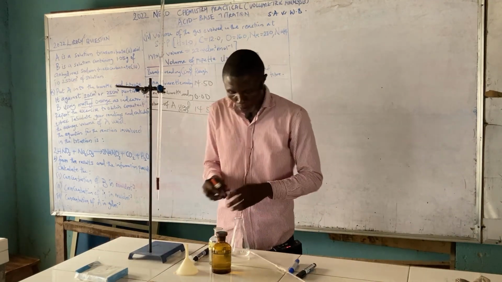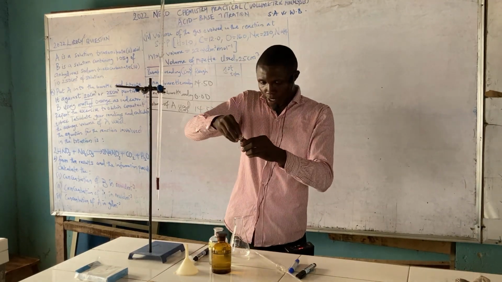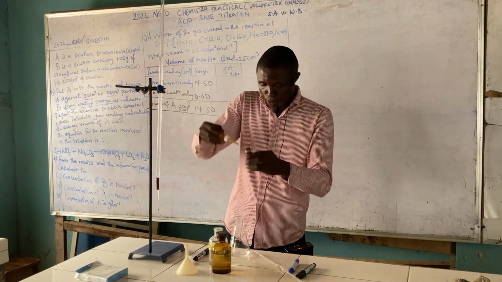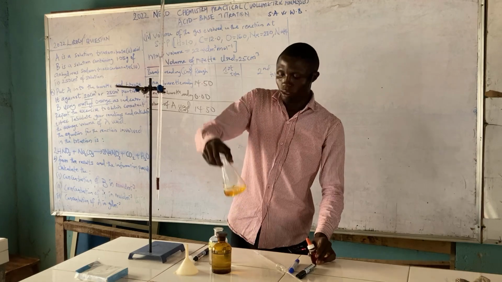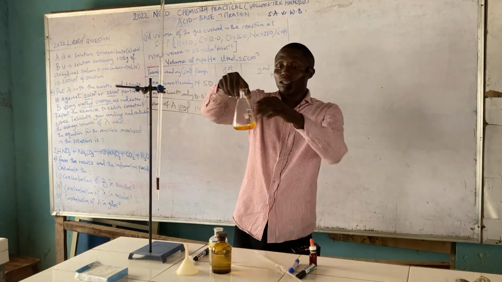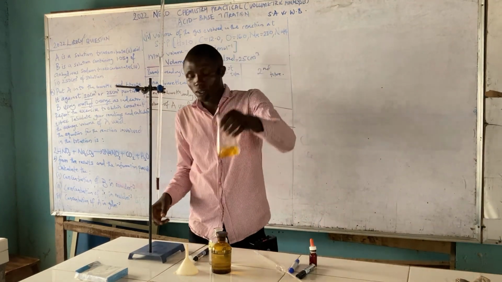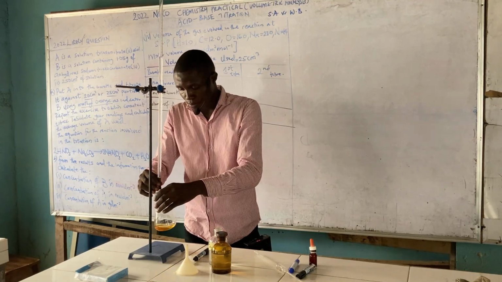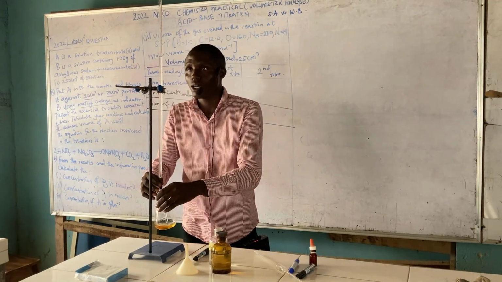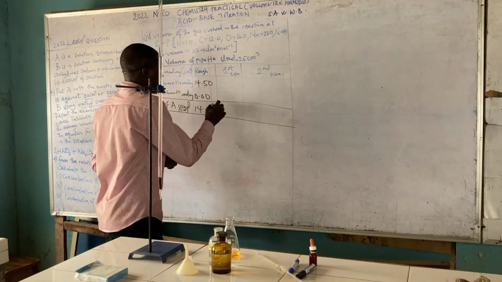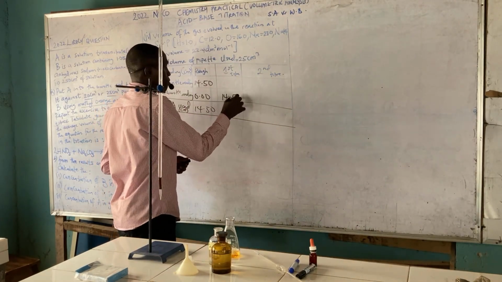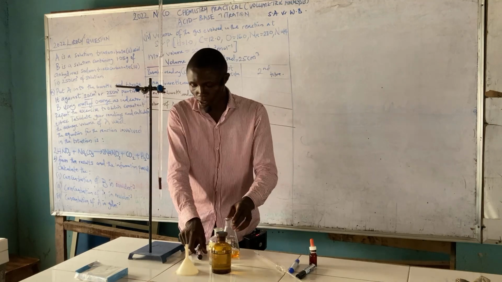Add 2 drops of the what? Methyl orange. 2 drops. We have 1, then 2. So we have a light yellow. So now, don't forget that our initial now what? 14.50. Initial now is 14.50.